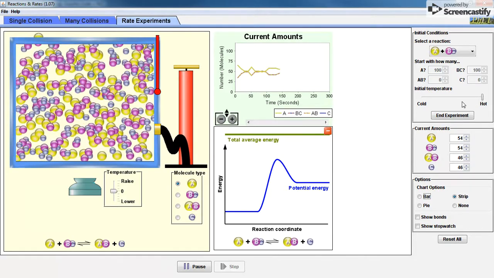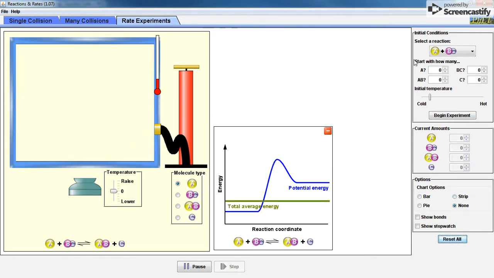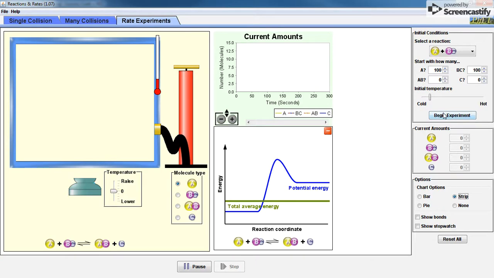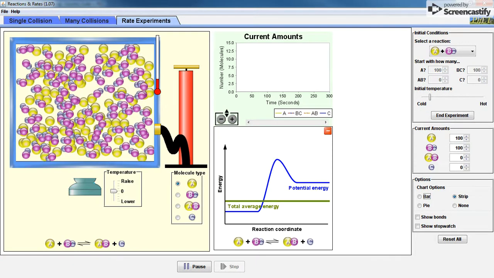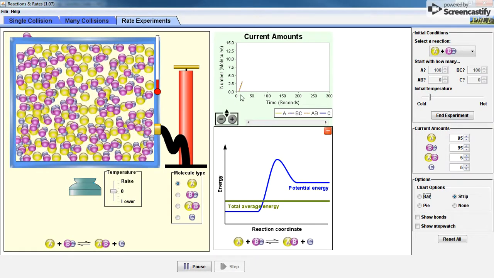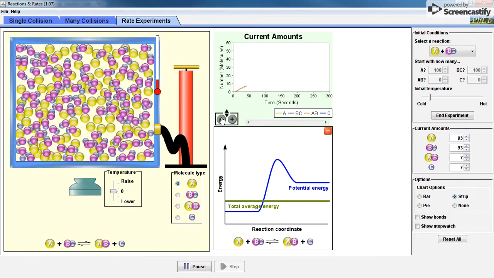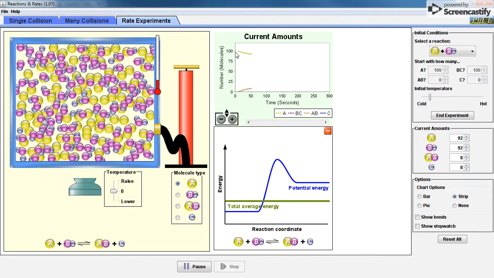Let's now look at what happens if we have a very cold reaction. So we're going to start this all, reset it, make this 100. And we're leaving it at cold. We're going to show the strip graph. And now we're going to begin the experiment. Notice they're moving more slowly, these particles over here. And what I didn't do was show the correct scale.